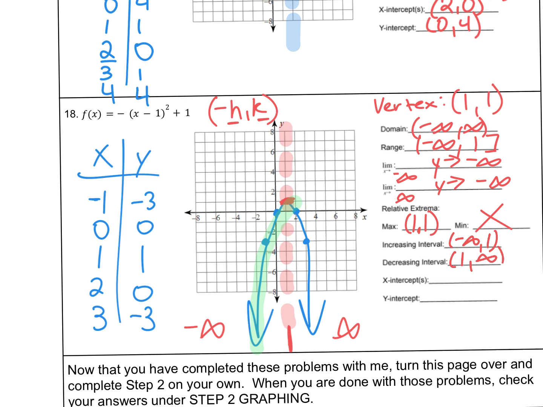X and Y intercepts, again, got pretty lucky with this. I can pull them from my table. X-intercept, it looks like I actually have 2. 0, 0, and 2, 0. And then y-intercept is also going to be 0, 0. And that is it. Okay, so that is the practice.